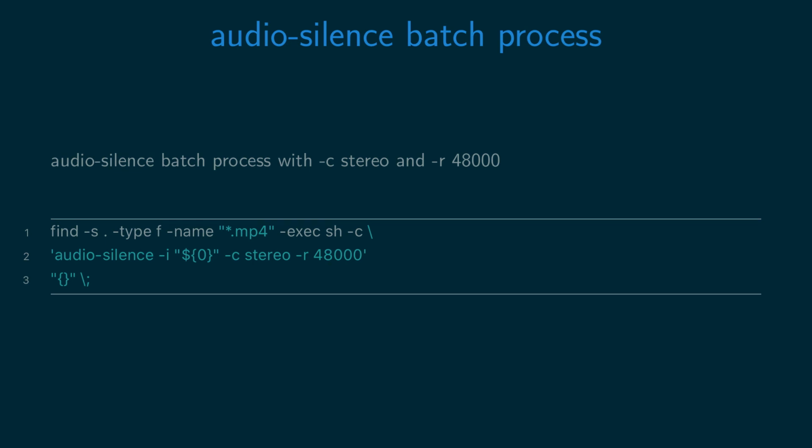You can batch process all the MP4s in the current directory and replace their audio tracks with silence by using the find command together with the audio silence script. If you specify the -c option, you can specify stereo or mono, and if you specify the -r option, you can specify either 44100 Hz or 48000 Hz.